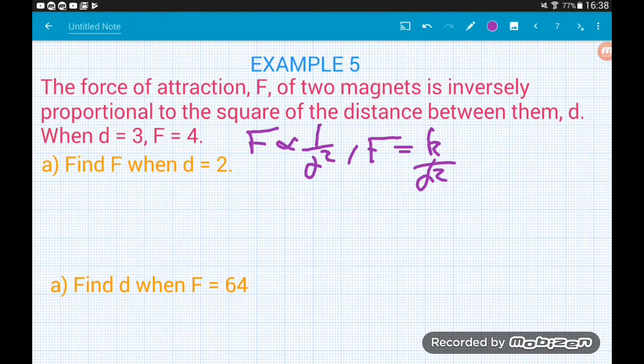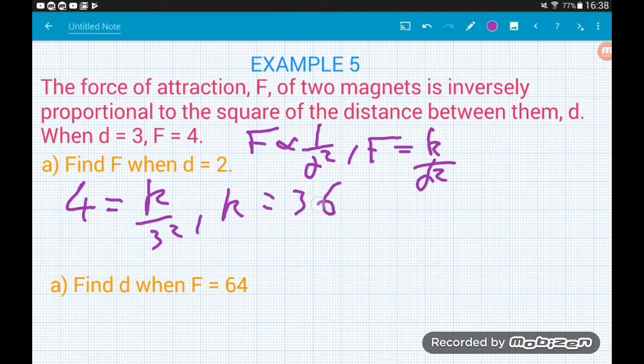So now we need, as ever, to find our value of K. So we use our initial conditions. When D equals 3, F equals 4. So we substitute those in. So we get 4 equals K over 3 squared. 3 squared is 9. So if we multiply both sides by 9, we get K equals 36. So the exact formula linking F and D together is F equals 36 over D squared.